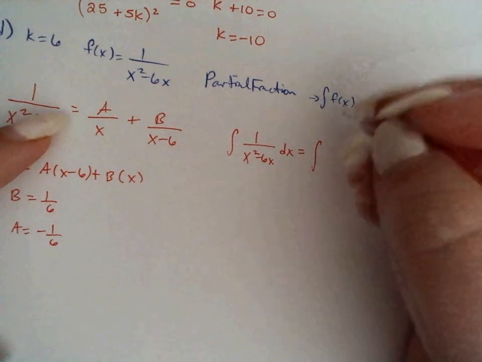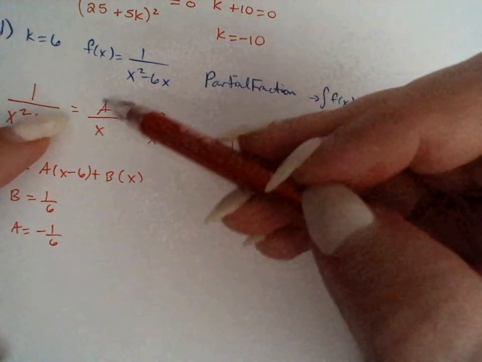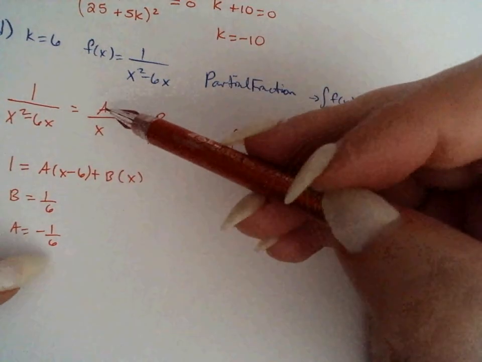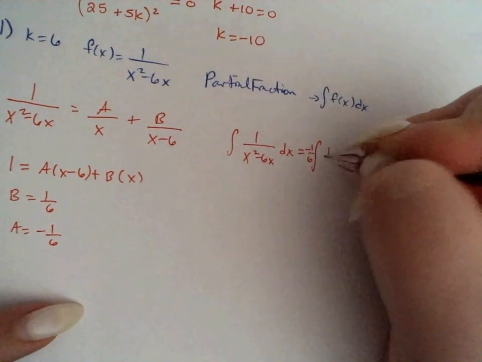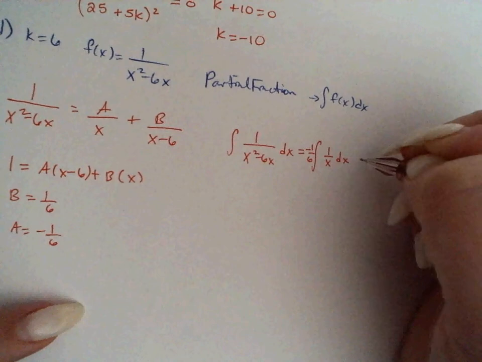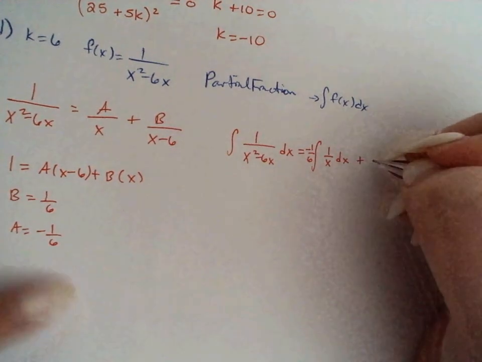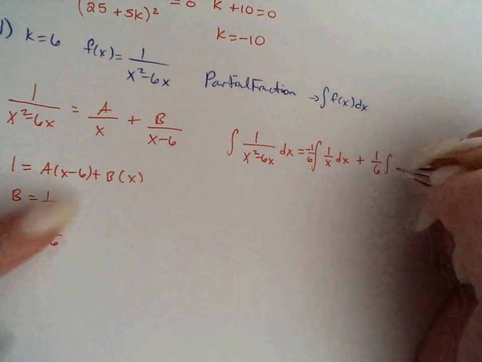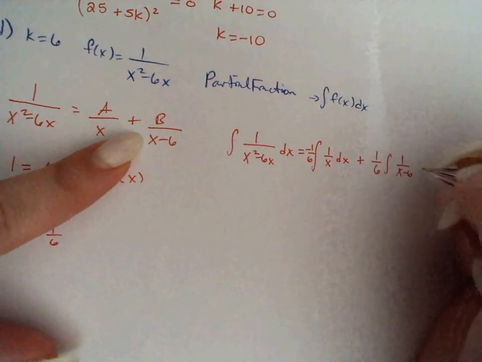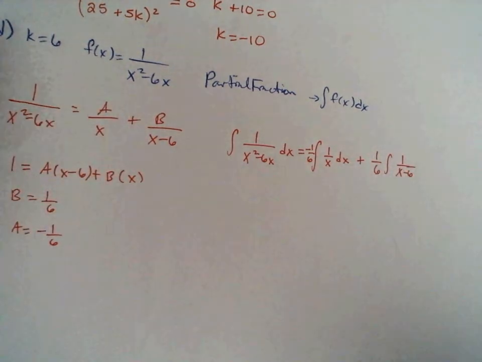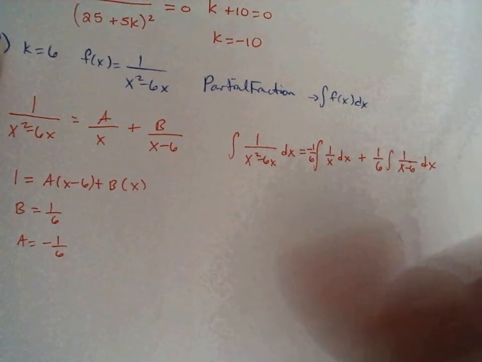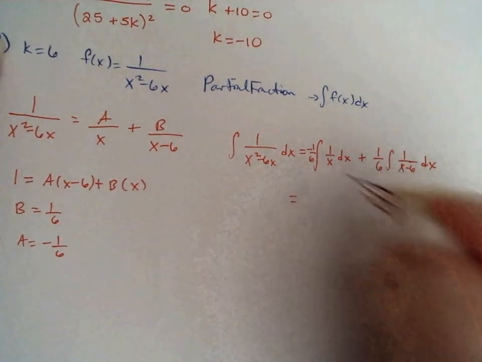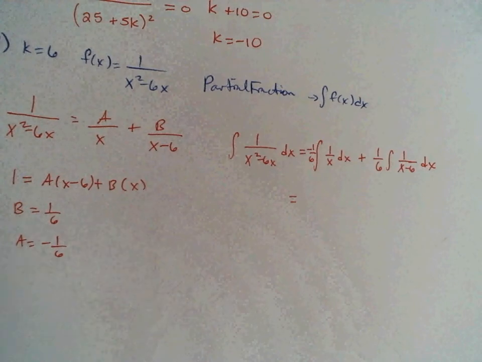Okay. So that means that the integral of 1 over x squared minus 6x dx is equivalent to finding the integral of, well, I'm going to say a is negative 1/6, so I could write negative 1 over 6x, but I'd rather write negative 1/6 the integral of 1 over x dx, and then plus 1/6 the integral of 1 over x minus 6. So I'm going to separate the coefficient from the expression.